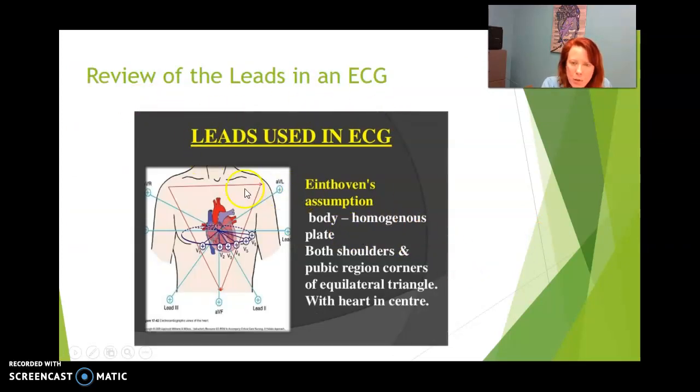All right, so here's a review of the leads. So we discuss and talk about the leads in a closed vacuum, just because we take the leads like a triangle, and this is how we add and subtract them. So it's called Einthoven's assumption. He got the Nobel Prize. So what we are treating the body like is a closed vacuum, and that way we can talk about negative and positive charges throughout the vacuum. And so we will talk about that more later.